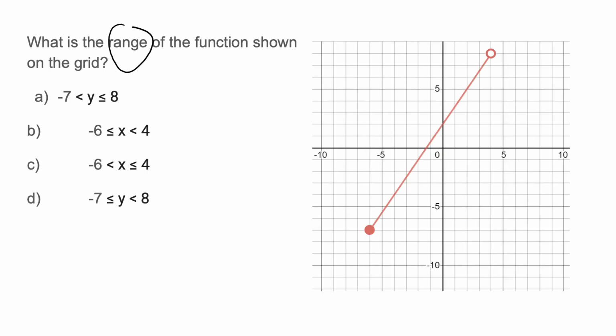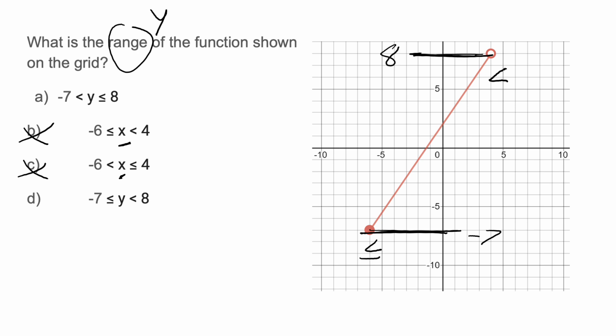Alright, so this time we're dealing with range. This is the set of all the y values. So we know that B and C are wrong because they have x's. Let's go to the points. So we know that that has an open dot, so that's included in our set. So we're going to use less than or equal to. Open point at the right side, so that is a regular less than because it's not included. Now I'm going to box in my graph from my lowest y value, which is -7, to my greatest y value, which happens to be 8.